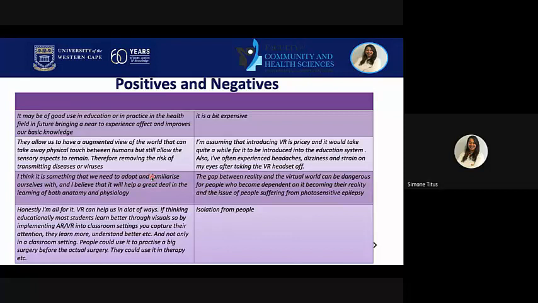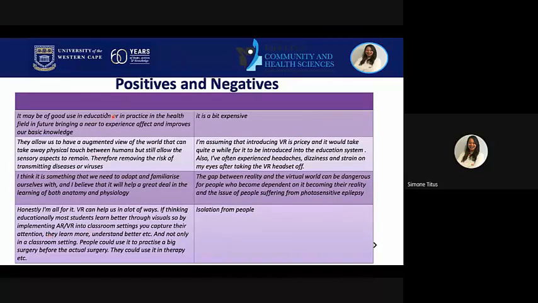If I can just take one quote on each side, when we look at the negative, some of the students were saying that it might be too expensive and it could create isolation from people, especially in terms of social connectivity, but also they were worried about the health implications. And that is something that we need to consider ethically when we are conducting research using AR and VR.